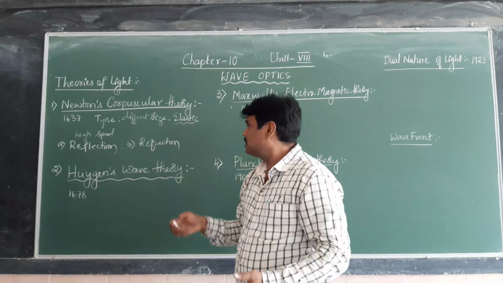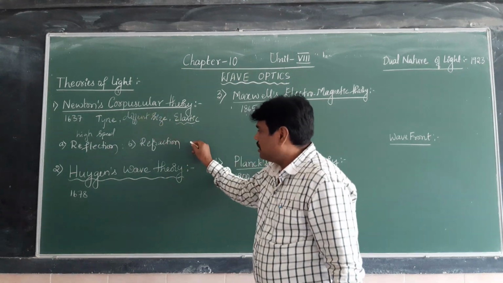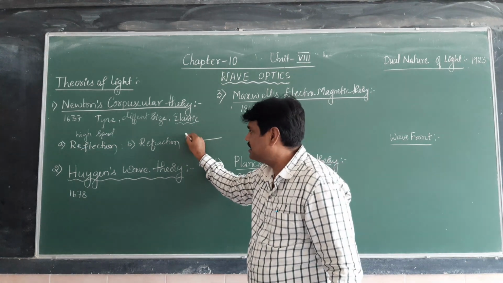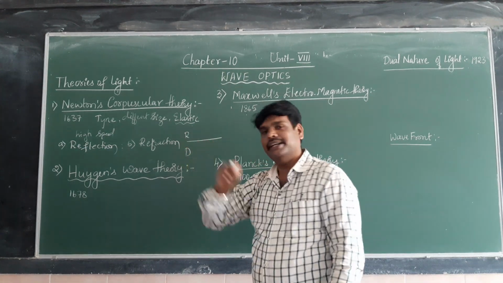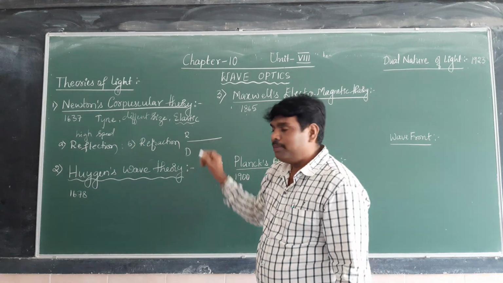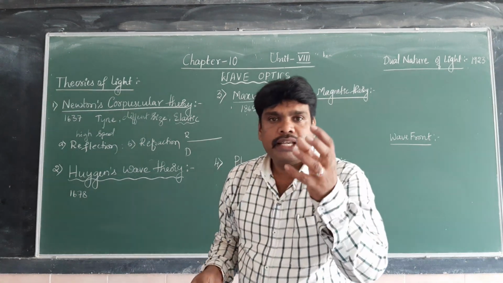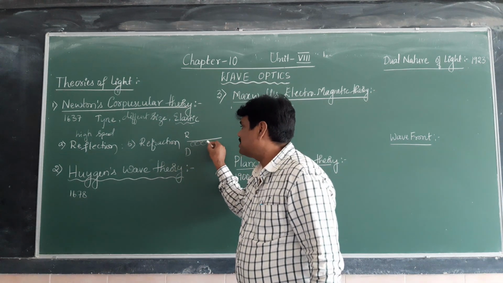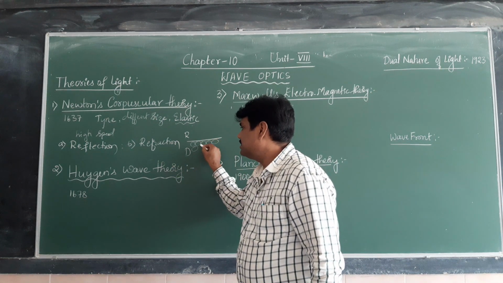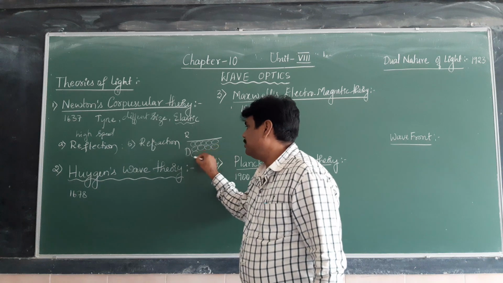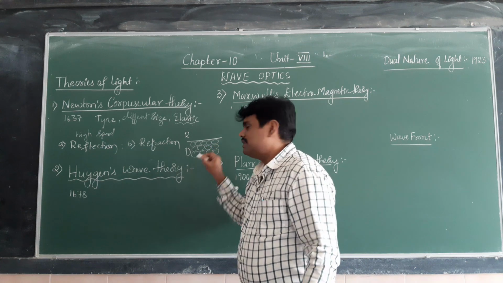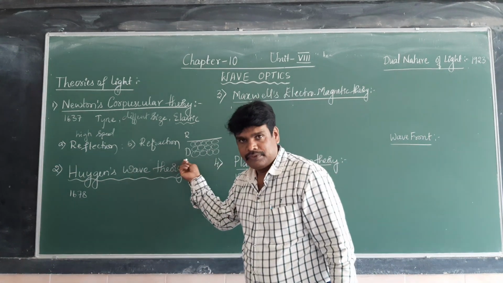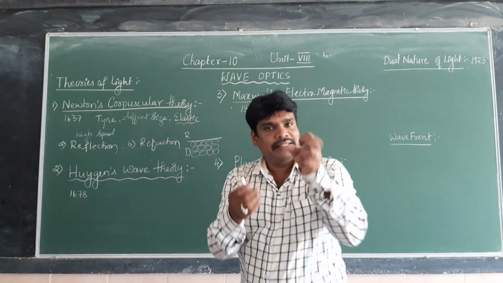So how is it used? According to Newton, suppose this is the boundary where we separate two media. Let us consider this is a rarer medium and this one is a denser medium. Rarer medium means the medium particles whose size is small. Denser medium means the medium particles whose size is larger. Suppose this is a transparent medium. The medium particles are larger in size if it is denser. If it is rarer, the medium particle size is smaller.